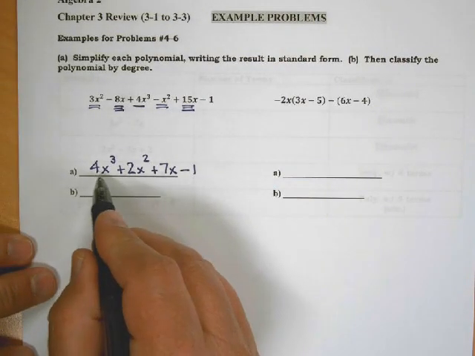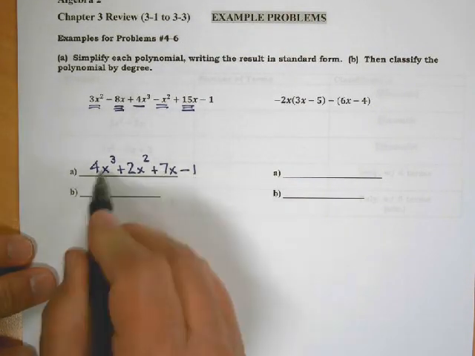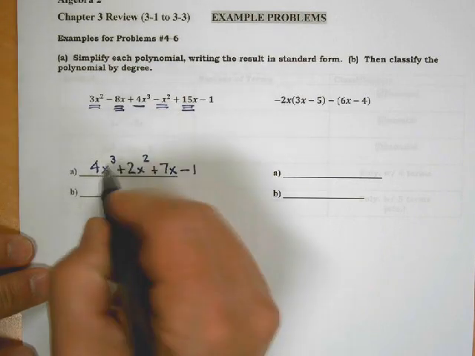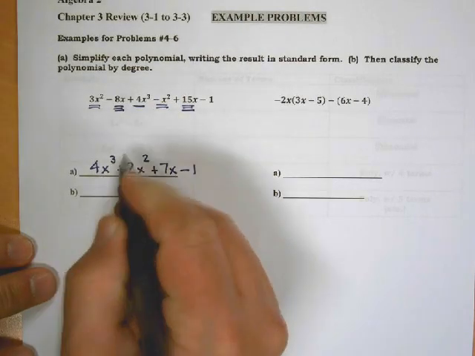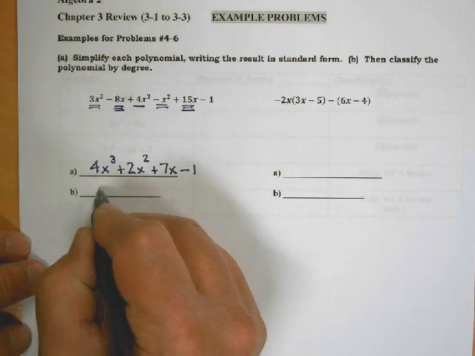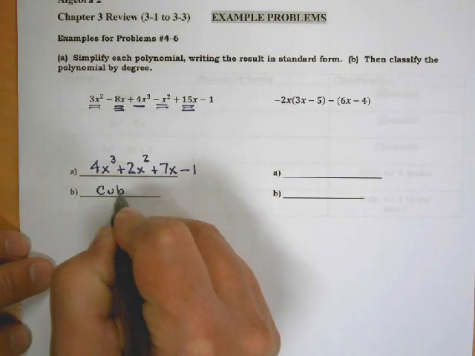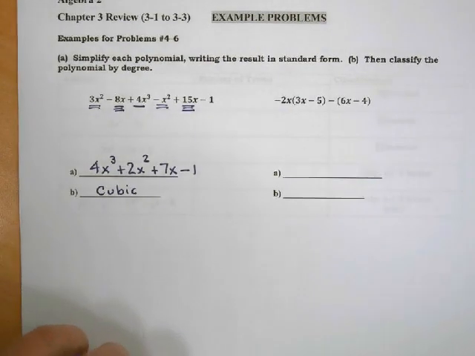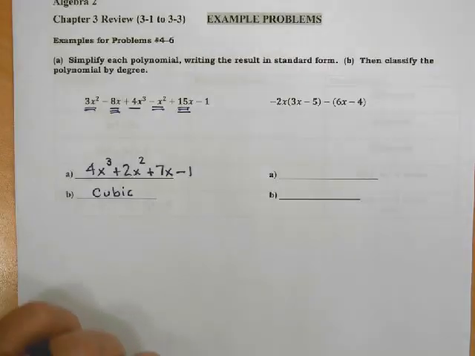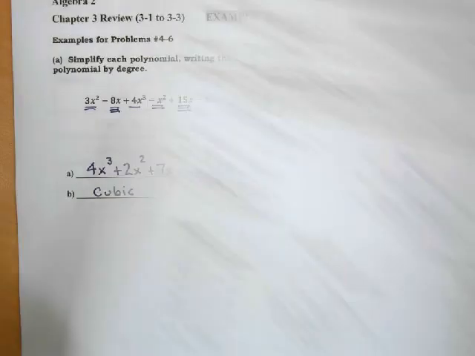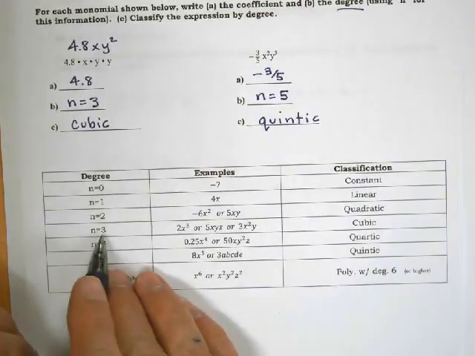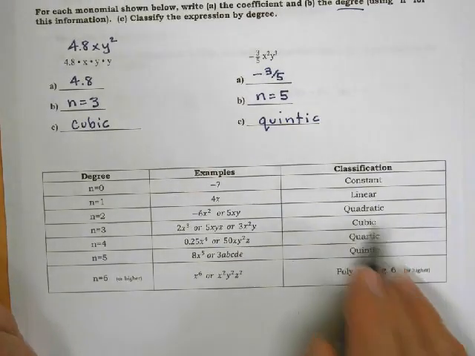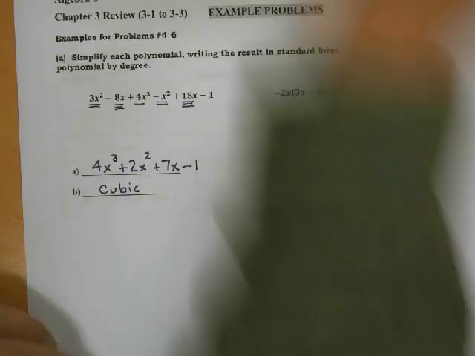And you look for the term that has the most variables. And it has 3 variables, so its degree is 3, which makes it cubic. And once again, I'm using the chart off the previous page. Let me bring that up again real briefly. Cubic when n is 3. Okay, let's do this next one.